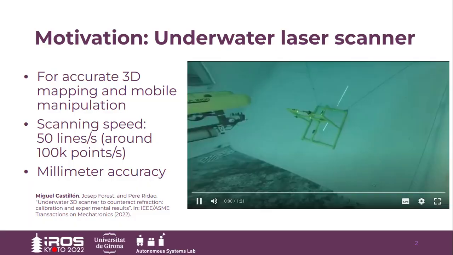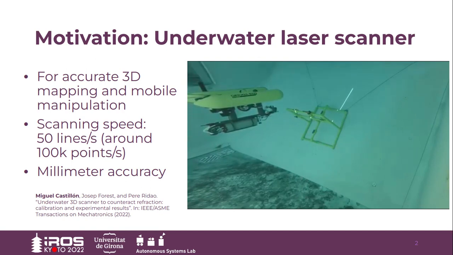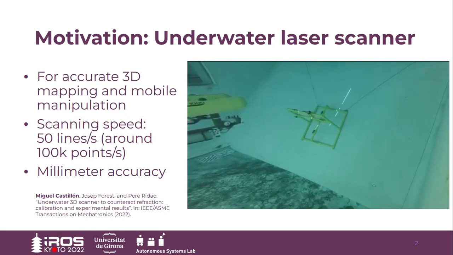At the Underwater Robotics Lab of the University of Girona, we have recently developed a 3D laser scanner that enables us to perform accurate 3D mapping and mobile manipulation. Here, you can see the scanner mounted on the Girona 1000 AUV, while it inspects a mock-up structure of an offshore industrial site in our water tank. Our sensor allows us to scan around 50 lines per second, which amounts to around 100,000 scanned points per second with millimeter accuracy.